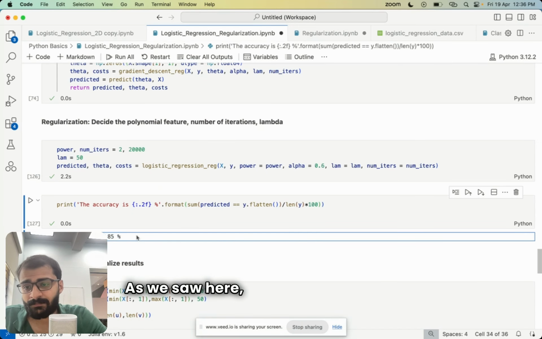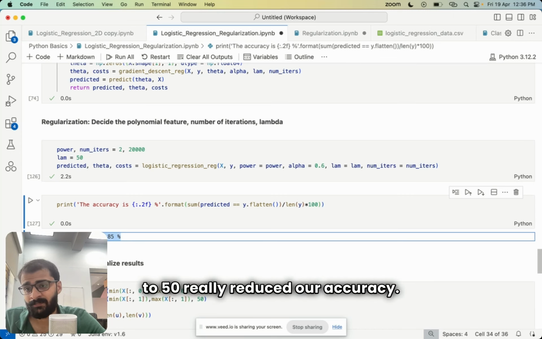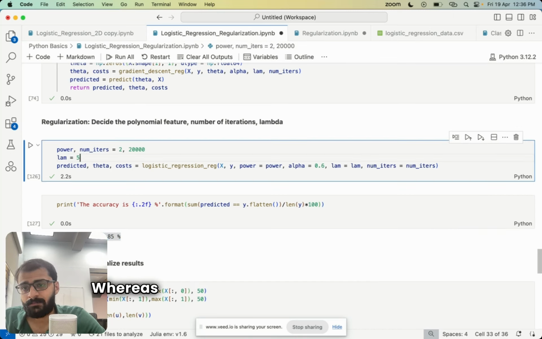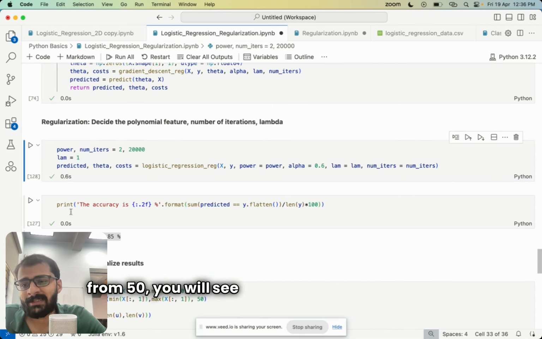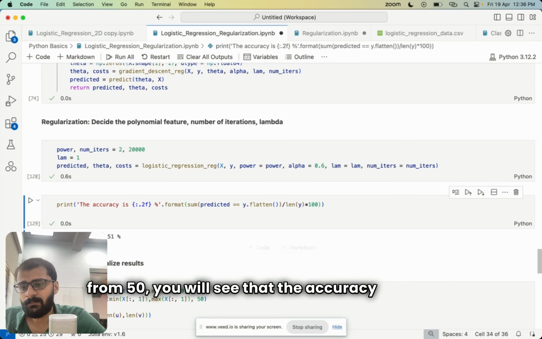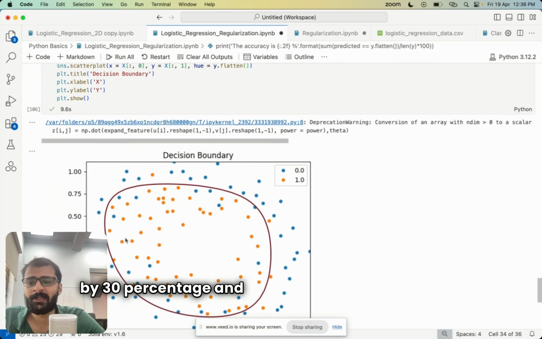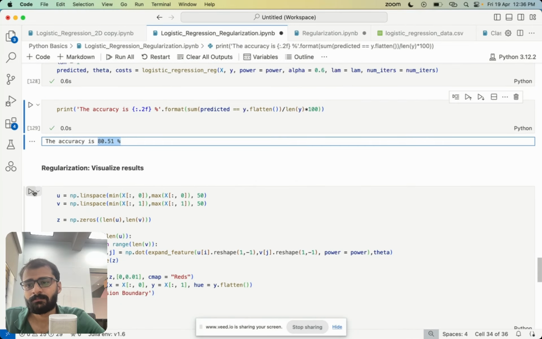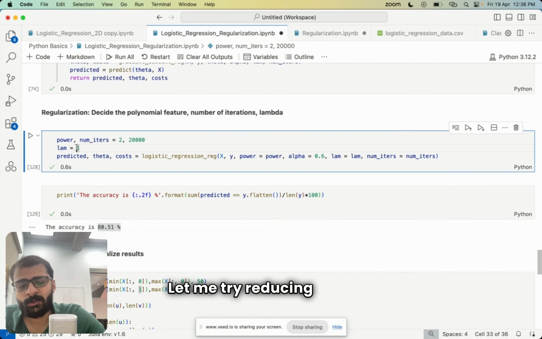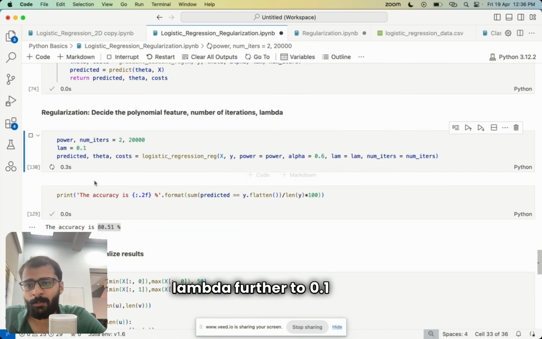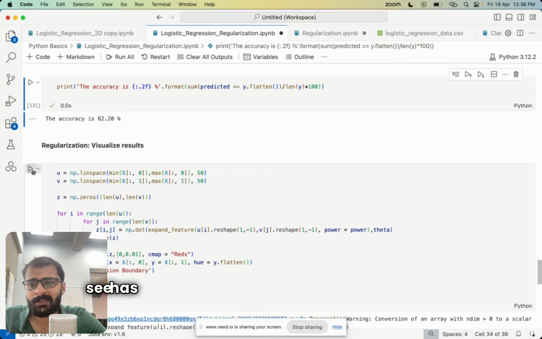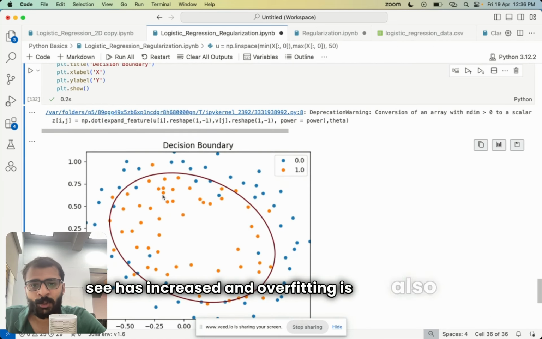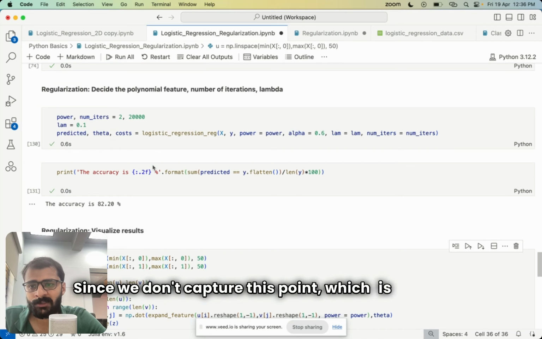As we saw here, increasing the lambda to 50 really reduced our accuracy, whereas if you reduce that same lambda to 1 from 50, you will see that the accuracy increased by 30 percentage points and the result remains the same. Let me try reducing lambda further to 0.1 here. So now lambda is 0.1 and the accuracy you see has increased, and overfitting is also avoided since we don't capture this point, which is very good.